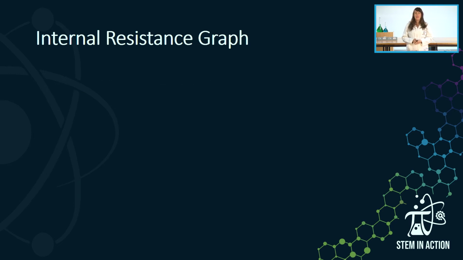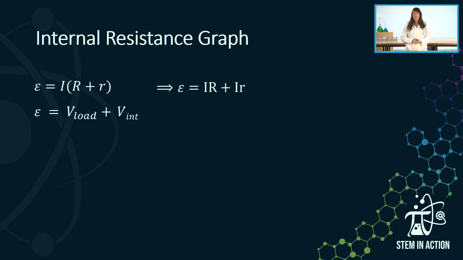Right, so if we have a look a little bit more at internal resistance, we know that EMF is equal to I(R plus r). If we multiply that out, we get that EMF is equal to IR plus Ir. We know that I capital R, current times resistance, is equal to voltage. Capital R is the external resistance or the resistance of the load, and so we get V load. If we're talking about I times little r, we're still going to get a voltage, but now we're looking at internal voltage. So we can see that our EMF is equal to our V load plus our V internal.